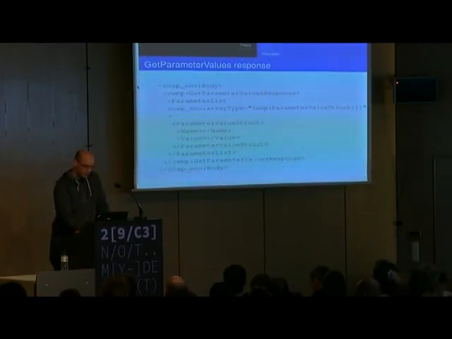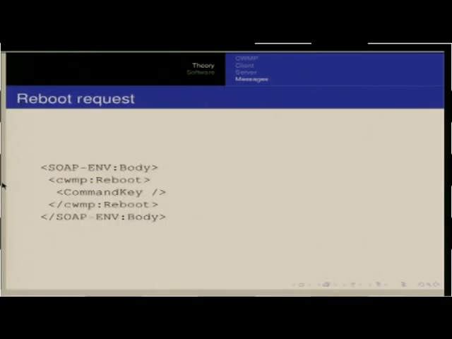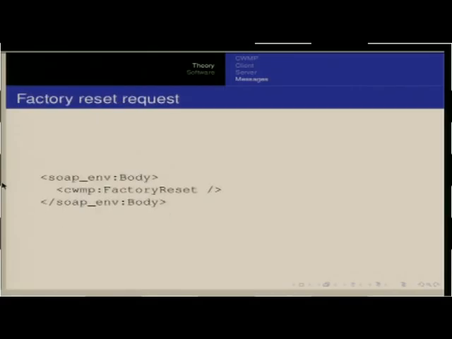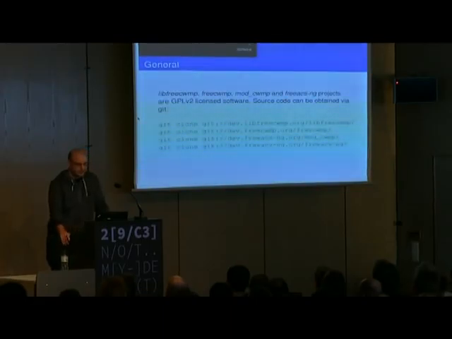Okay, so you put here the parameter name and its value. So if you have put an object in the previous message, you will have here a list of names and values. Okay. So if you want to reboot, for example, the CPE, the message looks like this, and for factory reset, it looks like this. Okay. So shortly, that was about the protocol.